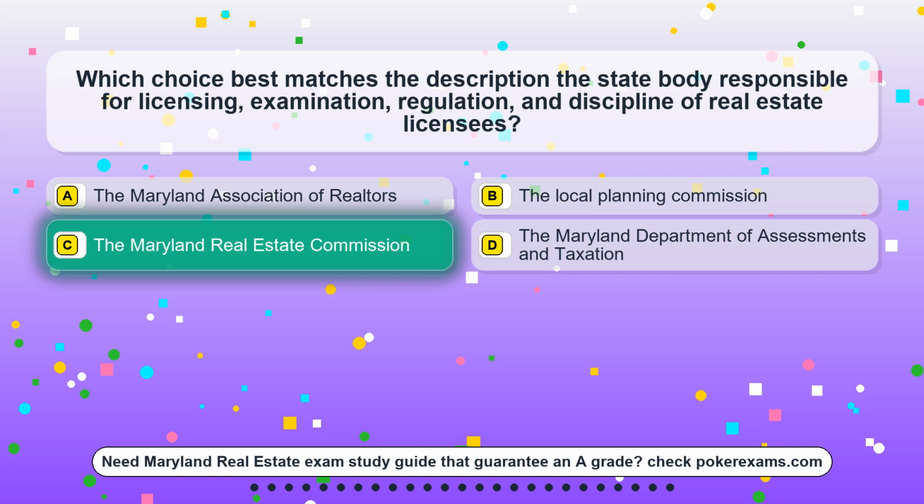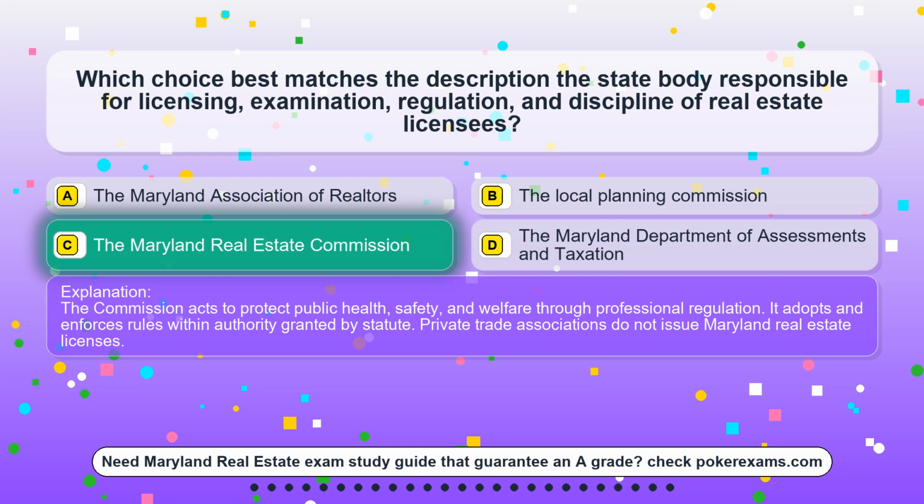The correct answer is option C, the Maryland Real Estate Commission. The Commission acts to protect public health, safety, and welfare through professional regulation. It adopts and enforces rules within authority granted by statute. Private trade associations do not issue Maryland real estate licenses.